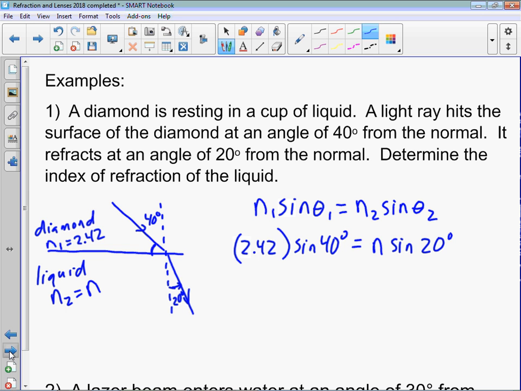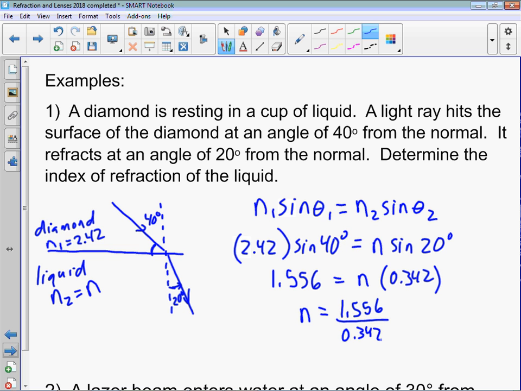So a couple of different ways you can do this. I would say slow it down, slow and steady wins the race. So you go 2.42 times 40 sine on your calculator and press the equal button, and that gives you 1.5555. So 1.556 we'll say equals n times the sine of 20. So I just plug 20 sine into my calculator. It gives me 0.342. And so to get n, I take the 1.556 divided by 0.342.